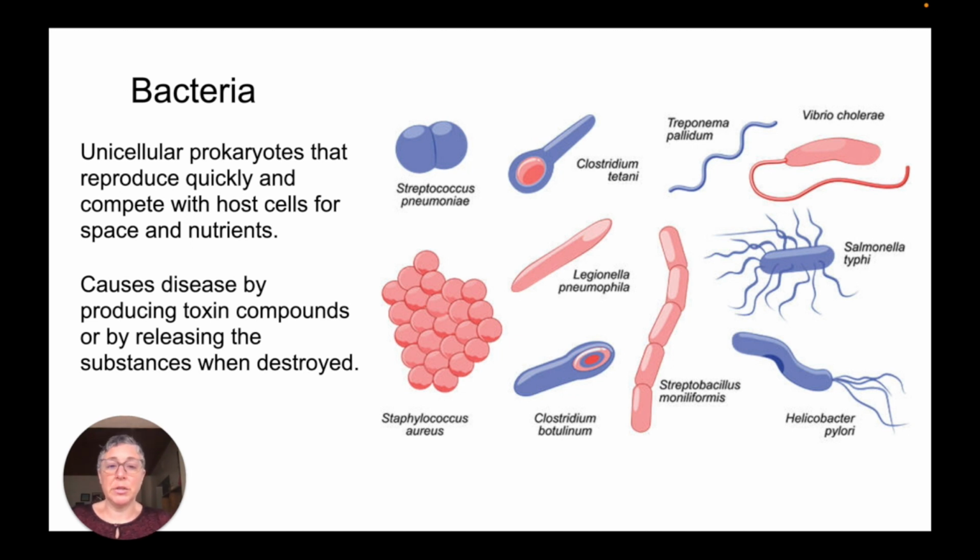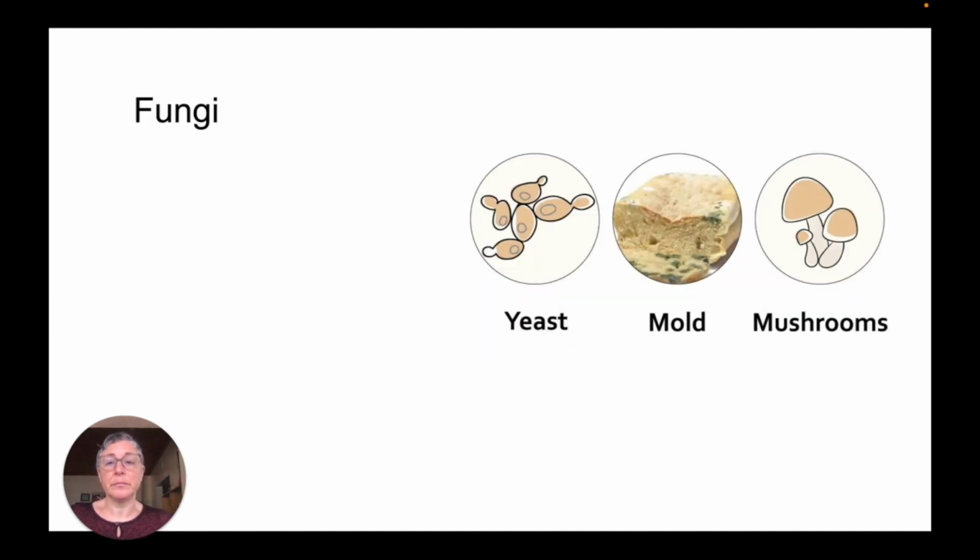Now, bacteria cause disease by producing toxin compounds, and they release those toxins while they're trying to compete with the host cell, or when they're destroyed, they release the toxins. And in that way, it's the toxins that cause the disease in the host organism.